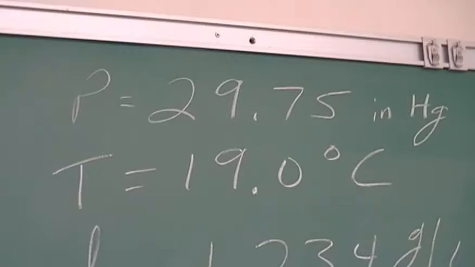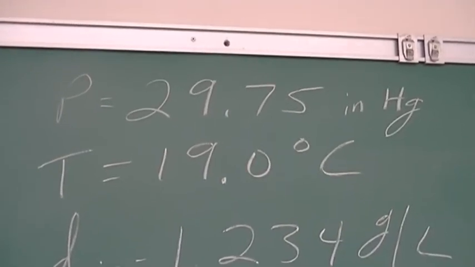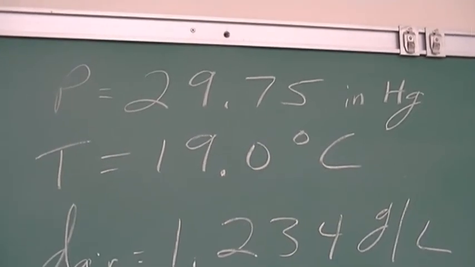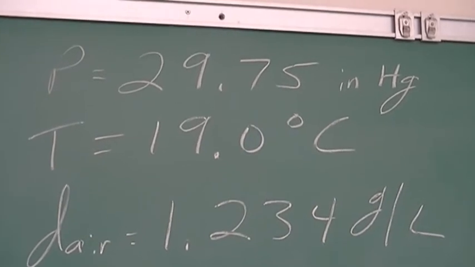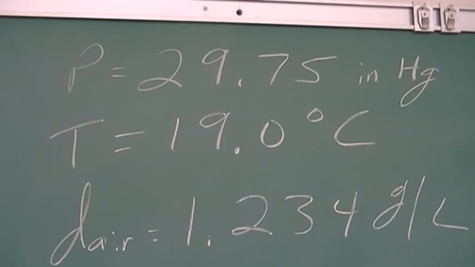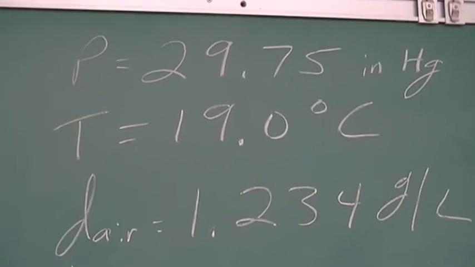Now the pressure. I have written out the pressure of the day. The pressure is 29.75 inches of mercury, which you will have to convert from inches to centimeters, centimeters to millimeters, and millimeters of mercury to atmospheres. Your temperature today in this lab is 19.0 degrees Celsius, which you will have to convert to Kelvin.